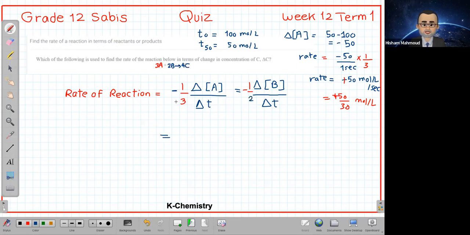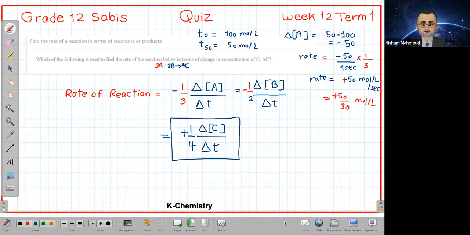If you want to make the rate of the reaction per mole of the products, which is the change in the concentration of C per unit time, this time you will not negate it. You will not make it negative because it's already a production. It's an increase in the concentration, so it will become positive by itself. No need to make it negative. It will be positive, 1 over the number of moles, which is 4. So for this answer, this is the right answer: plus 1 over 4 change in concentration of C per time.